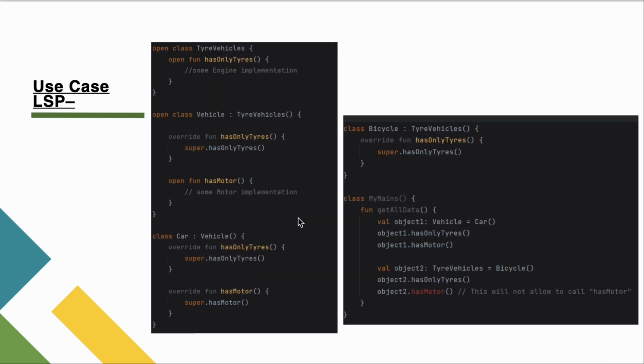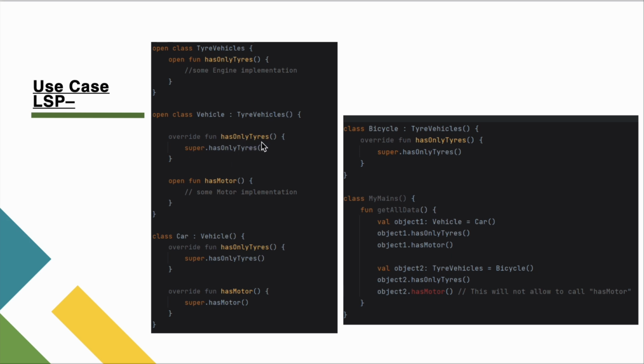Instead of this, what we can do to avoid such a thing is create a separate class, TireVehicles, which will have only the function hasOnlyTires. And then there is the existing class Vehicle, which already has one function, hasMotors, and I will extend this class with TireVehicles, which will override hasOnlyTires again.